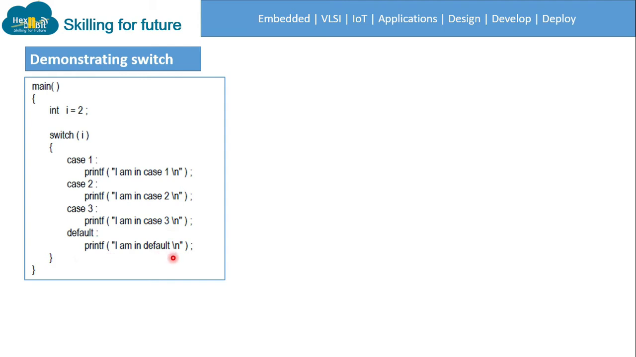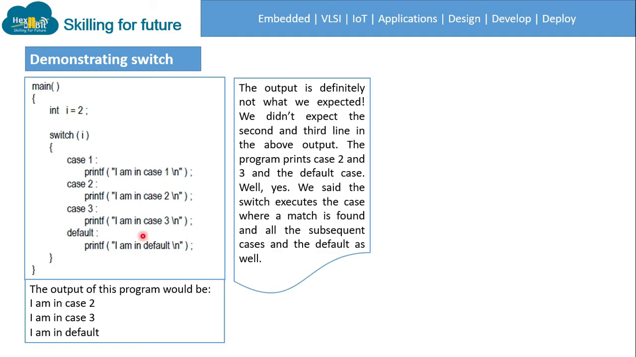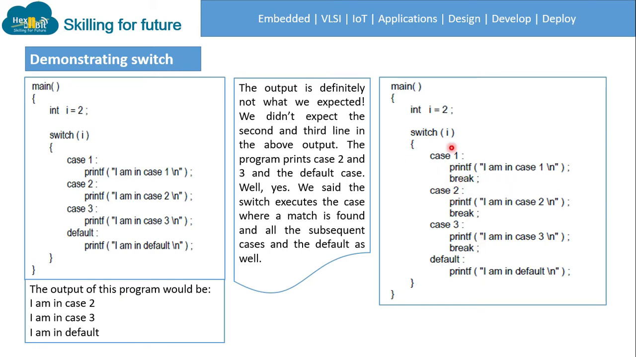Now if you run this code, you will get the output: I am in case 2, 3 and default. If you see the output, it is definitely not what we expected. We did not expect the second and third line in the above output. The program printed case 2, 3 and the default case. Well, yes, we said that switch executes the case where a match is found and all the subsequent cases and the default as well. That means case 2 matches, and after that all these three statements are executed. That's why there is a need for a break after every case constant.